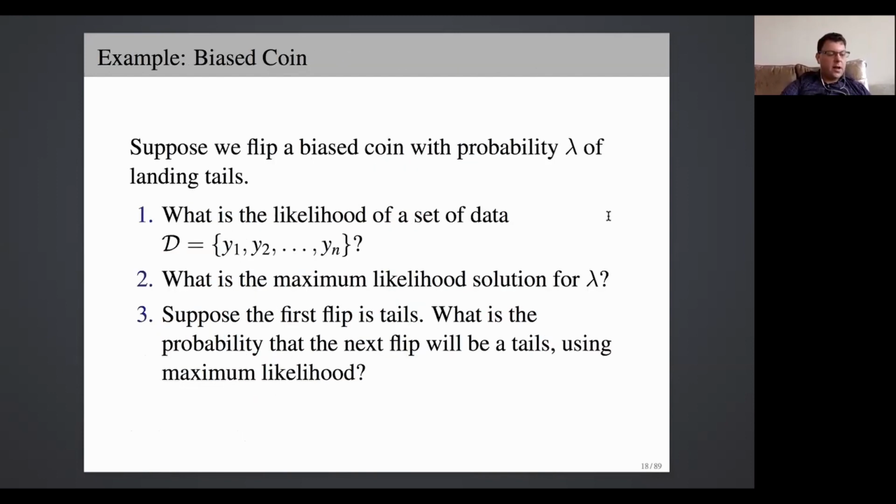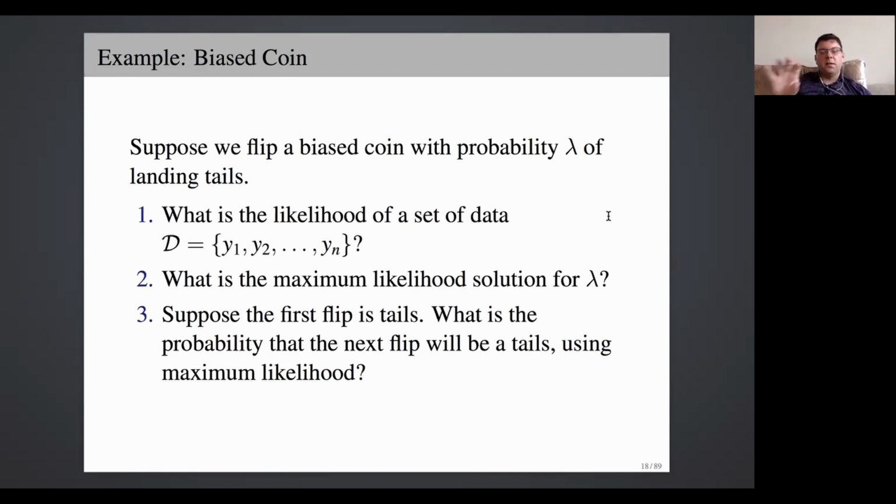So we'll now consider two different examples. I'd like you to suppose that we're flipping a biased coin with a probability lambda of landing tails, and I'd like you to consider these three questions. First, what is the likelihood of a set of data? So we've done n flips, and we've recorded which ones are tails and which ones are heads. Second, what is the maximum likelihood solution for lambda? And three, suppose the first flip is tails. What is the probability that the next flip will be a tails using maximum likelihood?